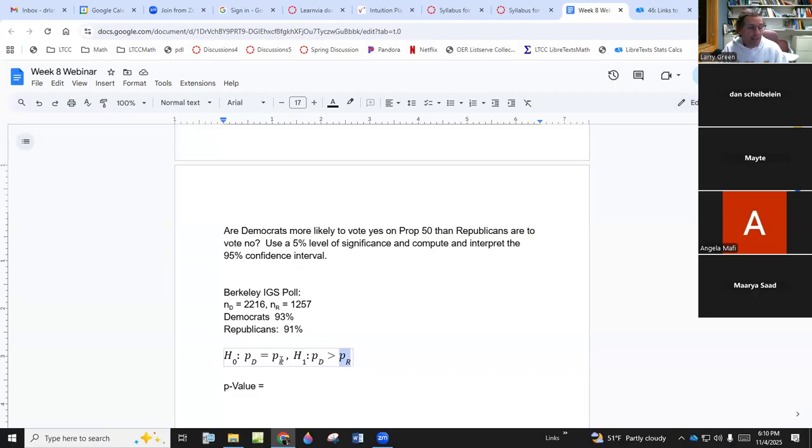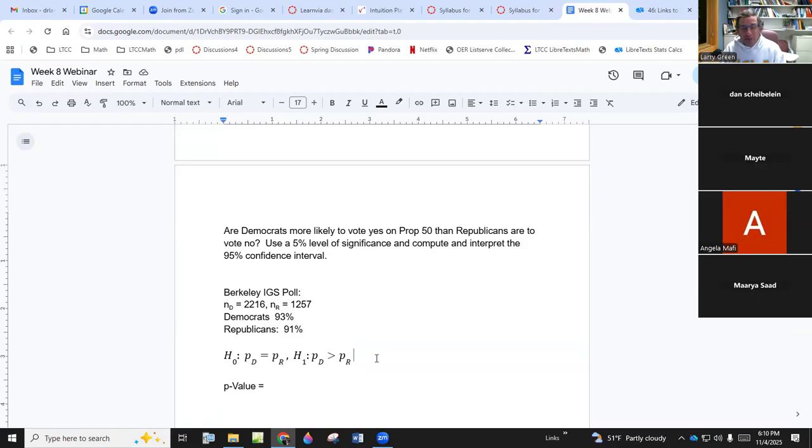And I like to use sub D and sub R for this kind of thing because then you really understand what you're talking about. If you use P1 and P2 every time, it's really confusing. So if there is a good letter to use, I use a letter. Any questions at all on this hypothesis?